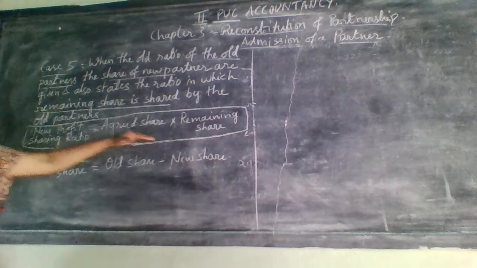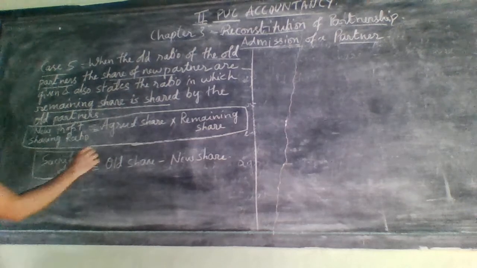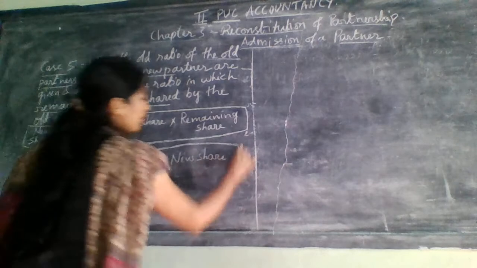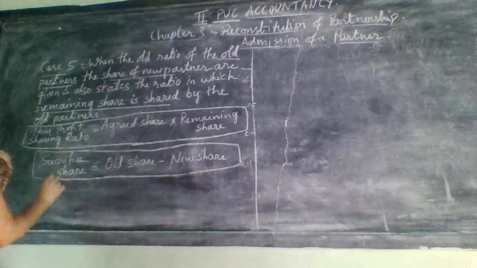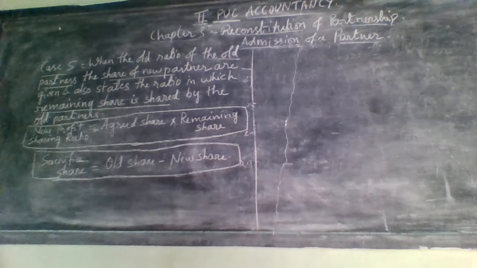Okay, after getting the new profit sharing ratio, the second step is to apply the values and find the sacrifice share. What is that? That is old share minus new share.